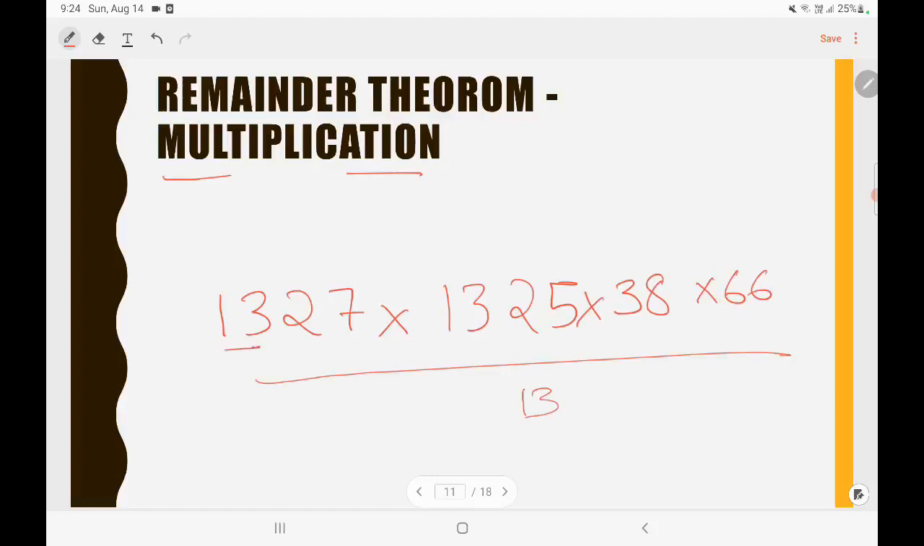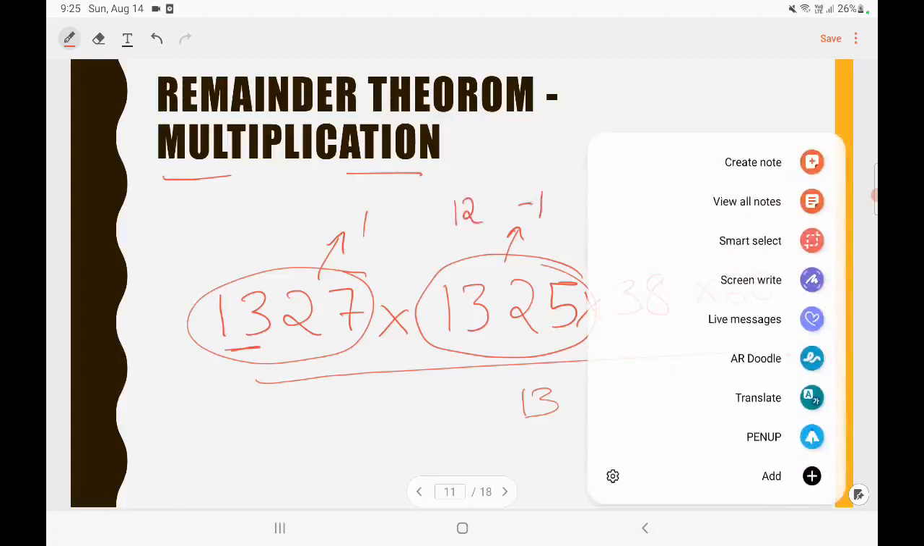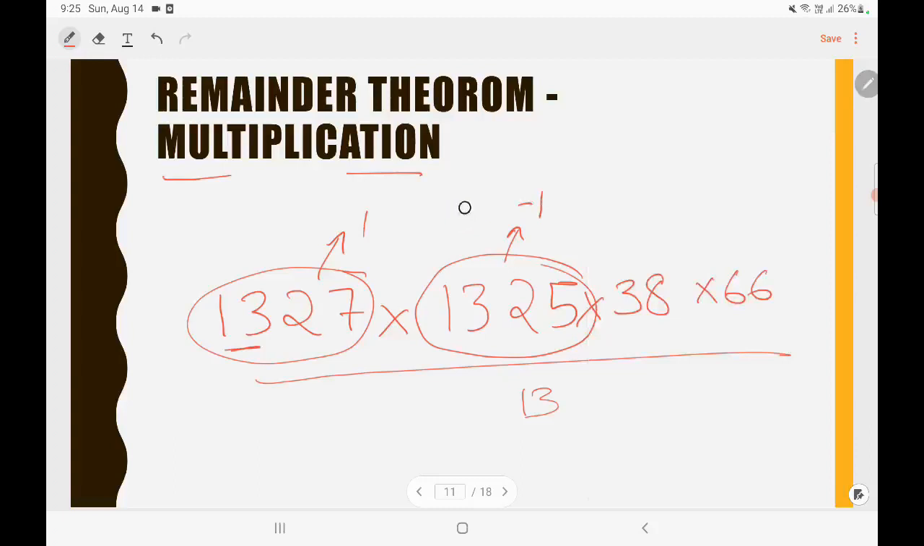You know that 1326 is exactly divisible by 13, right? 13 is 13 into 1 and 26 is 13 into 2. Therefore 1326 is exactly divisible by 13. So when 1327 is divided by 13, the remainder will be 1. Similarly, when 1325 is divided by 13, the remainder will be 12, or you can take it as minus 1.